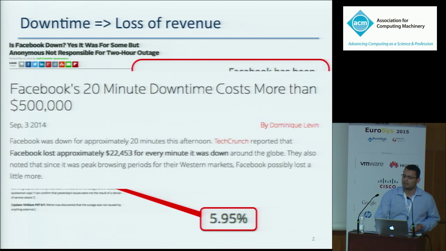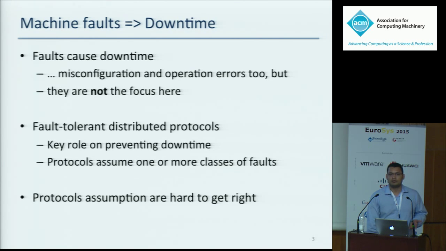What are the causes of these outages? Well, faults can cause outages, but misconfiguration and operational errors too, but they're not the focus of this talk. In order to tolerate those faults, systems employ distributed fault tolerance protocols, and they play a key role as they allow the system to continue to operate even in the presence of faulty components. Protocols are designed to capture some class of faults, for instance, crashes. And if a fault not captured happens, then the correctness of the system is at stake.